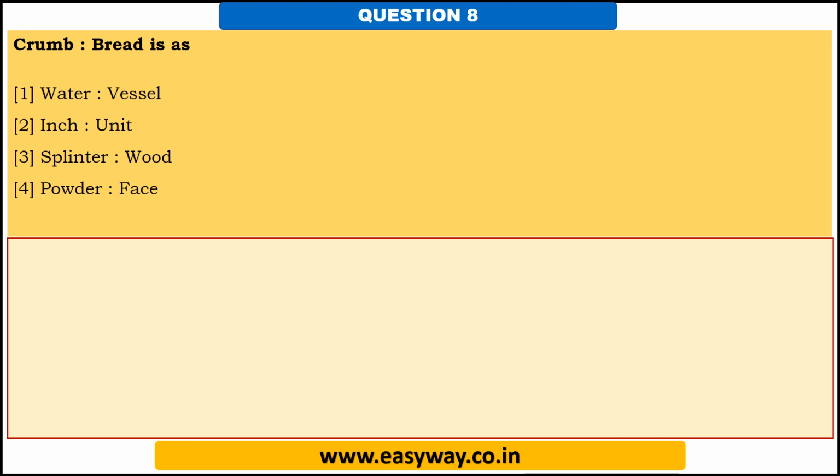Next question is crumb, bread is as. Now see, this question is based on analogy. Now your crumb is part of bread. Now you must have heard of bread crumbs. Now bread crumbs are nothing but small tiny particles of bread. So that means here this part is small particle of the next part, okay. This crumb is the small part or the particles of the bread part, okay. So let us see which of the options suits the given analogy.